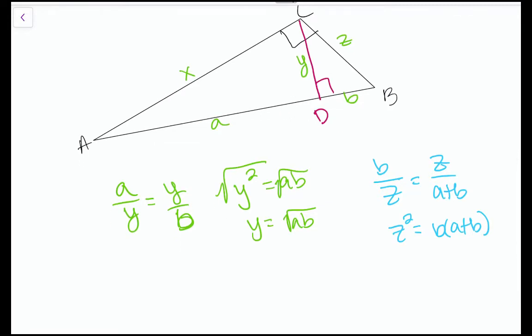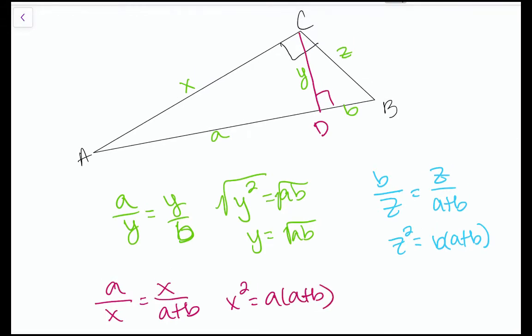And then lastly, X. X is the geometric mean of A and A plus B. So again, X squared equals A times A plus B. So I want you to see the relationships here. So the altitude is the geometric mean of the two segments on the hypotenuse, right? The hypotenuse is segment AB. And that hypotenuse is split into two segments, not congruent, but two segments, which we're calling segment A and segment B. And so the altitude is the geometric mean of A and B.